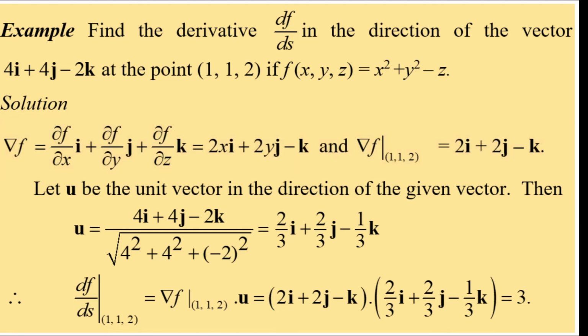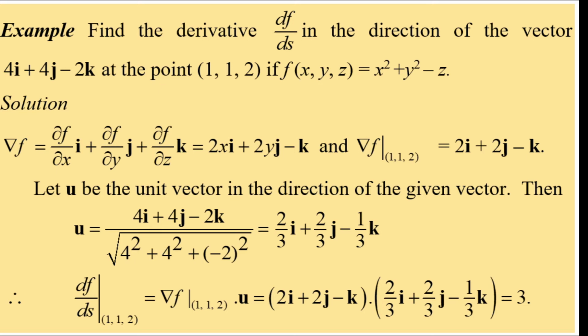Here u is not a unit vector because its magnitude is the square root of 4 squared plus 4 squared plus (-2) squared, which is equal to 6. So what we do is we divide the given vector by its magnitude and get the vector 2/3 i plus 2/3 j minus 1/3 k, and this is the unit vector in the direction of the given vector 4i plus 4j minus 2k.